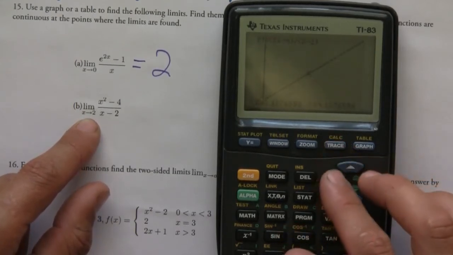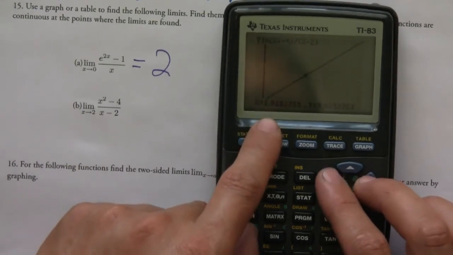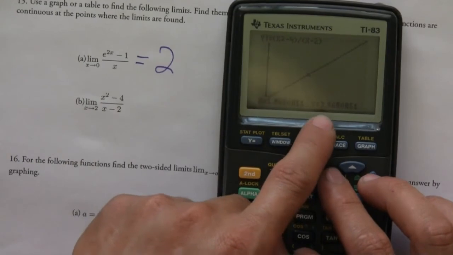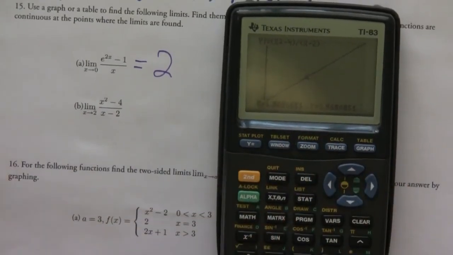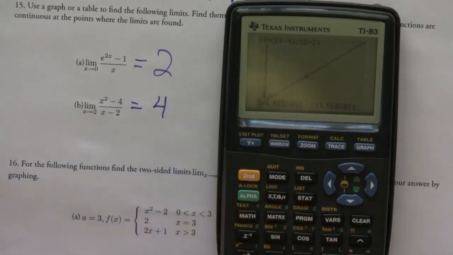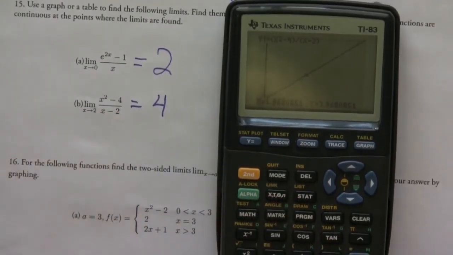Okay, so now I'll trace. And here's x getting close to 2. And we can see that it looks like it's going towards 4. And you can zoom in as many times as you want. So this is going towards 4. And again, if you factor, you'll see that you get exactly the same thing.